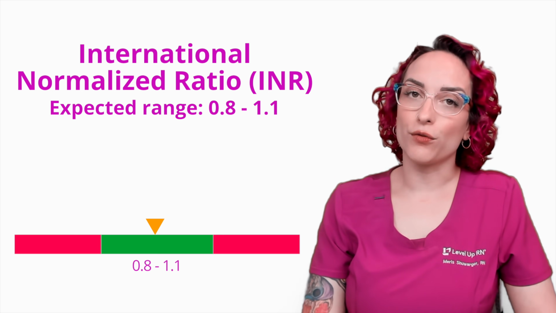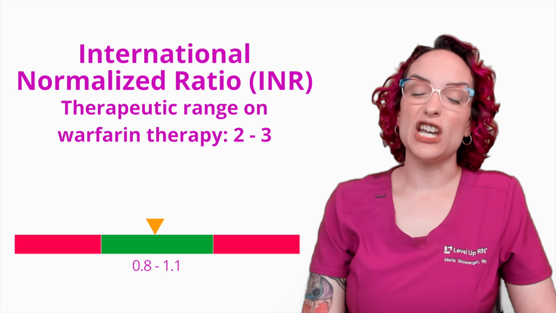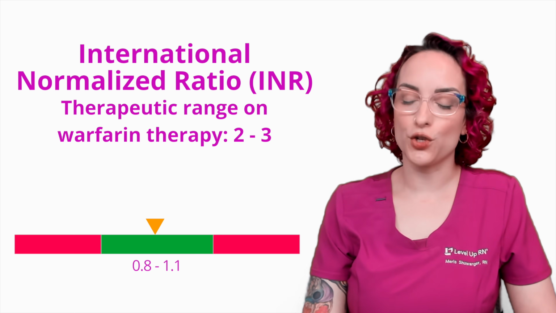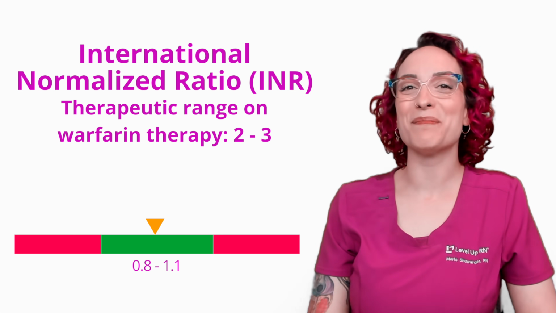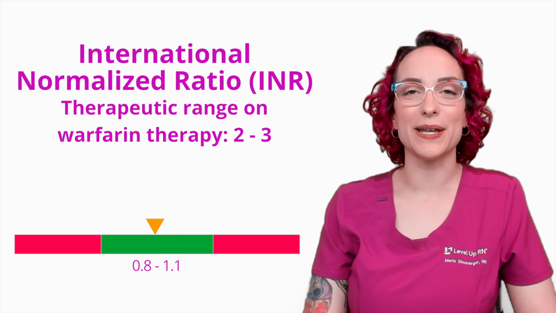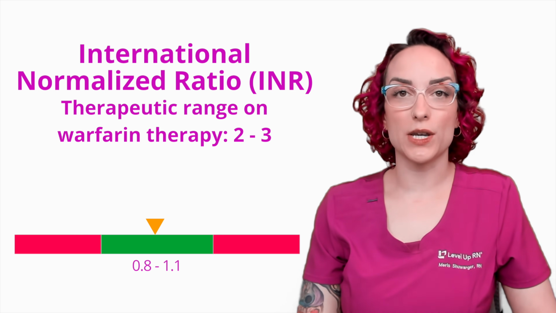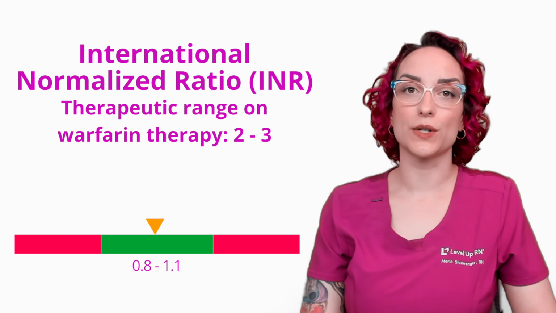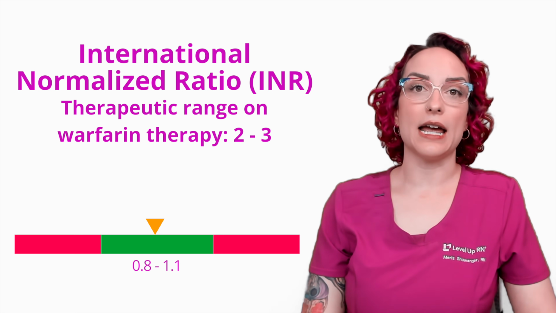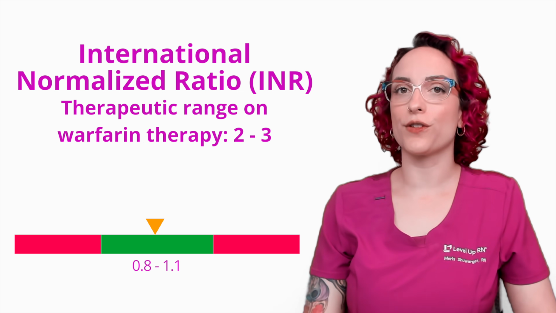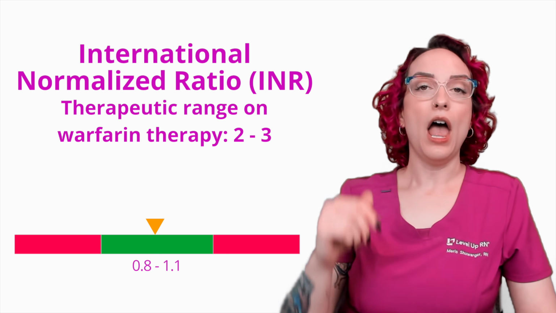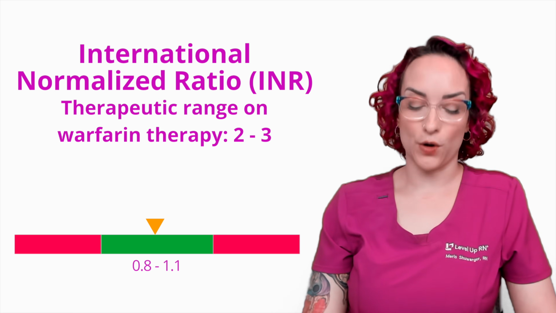The therapeutic range for warfarin is going to be 2 to 3. So that's a nice, easy one to remember. We're very thankful when that happens. So this is what I'm going to be looking at when I have a patient receiving warfarin and being anticoagulated. I want to make sure that we're not getting up high past that 3.0 mark.